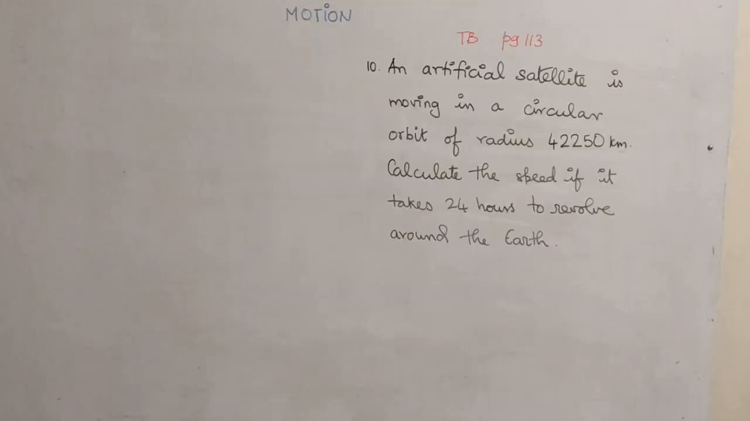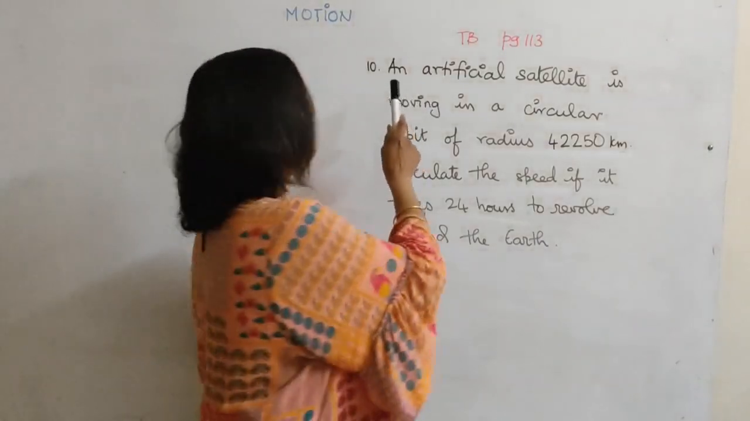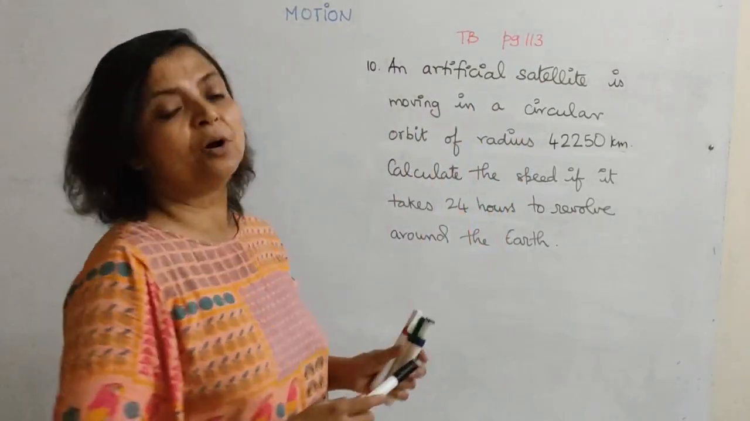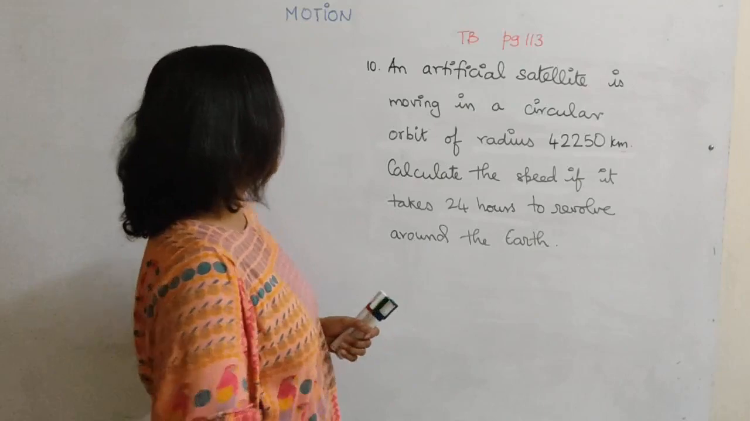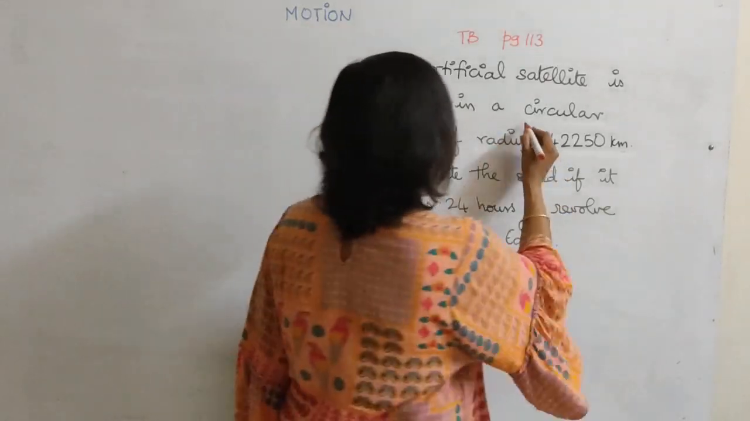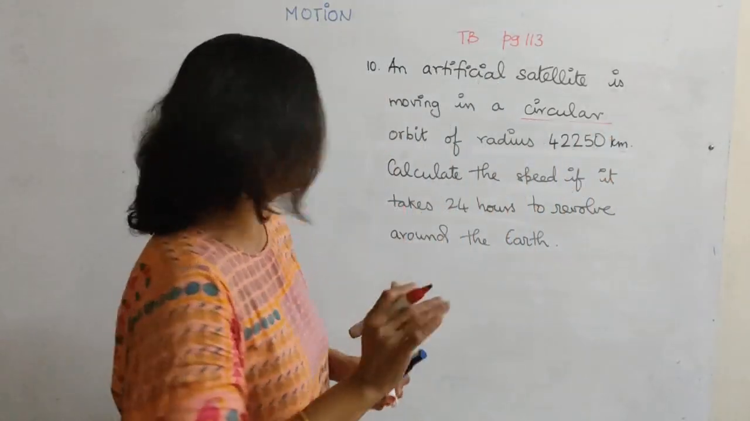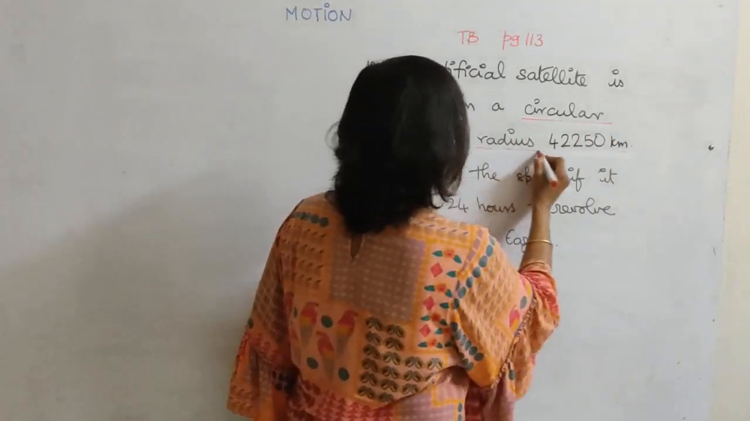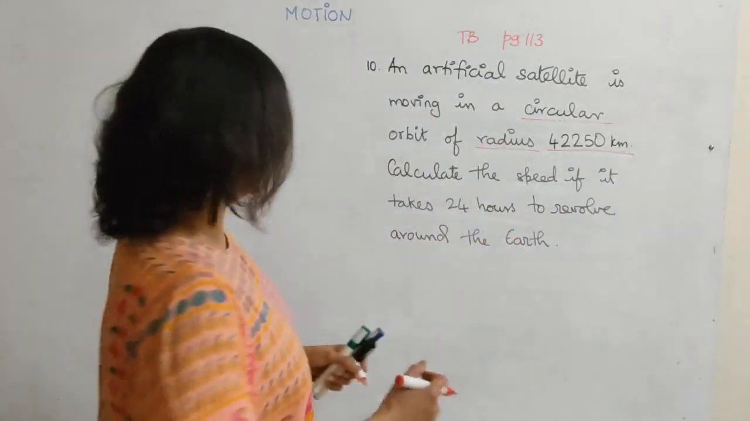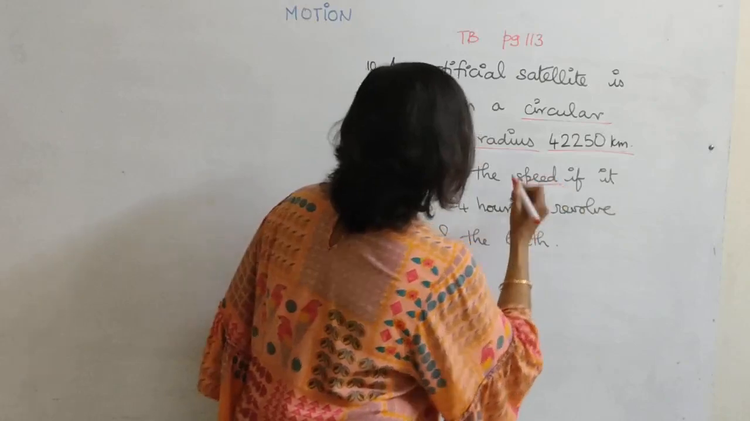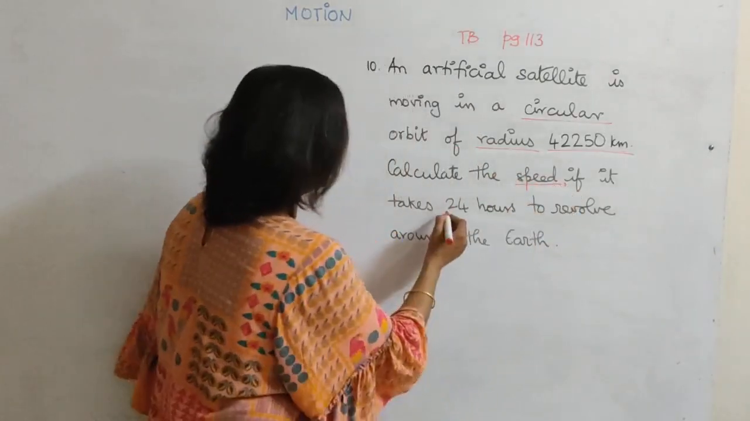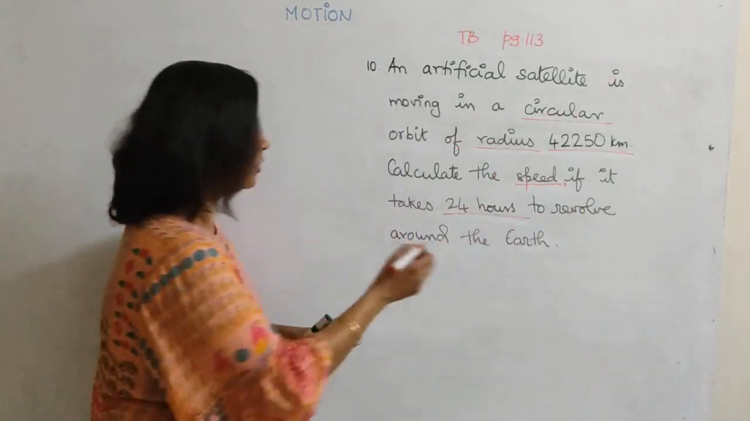In fact, this is the 10th sum on page number 113 of your textbook. It is the 10th sum of the exercise. It says, an artificial satellite is moving in a circular orbit. The shape really makes a lot of difference. And because it is circular, the radius is 42,250 kilometers. Calculate the speed, if it takes 24 hours to revolve around the earth.